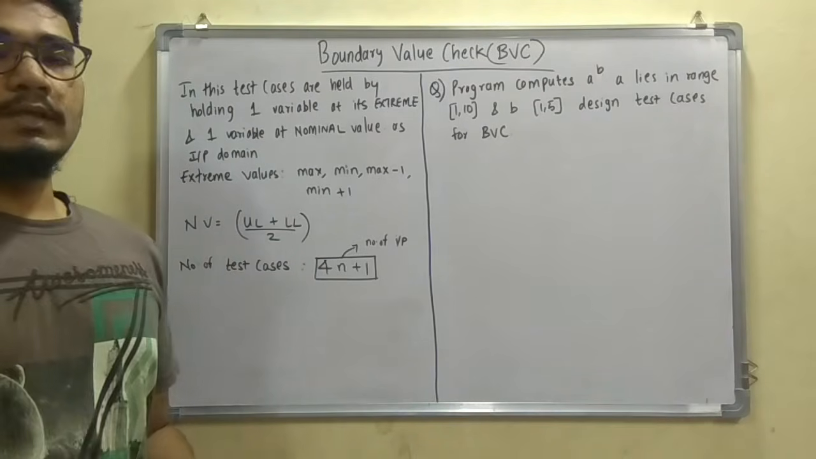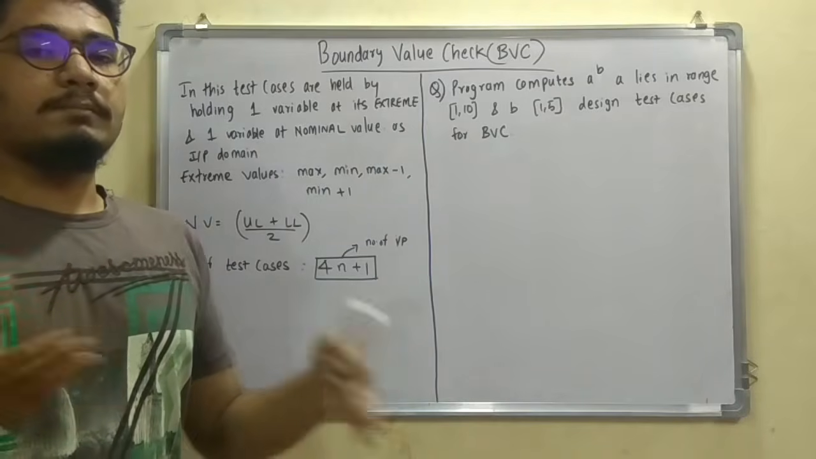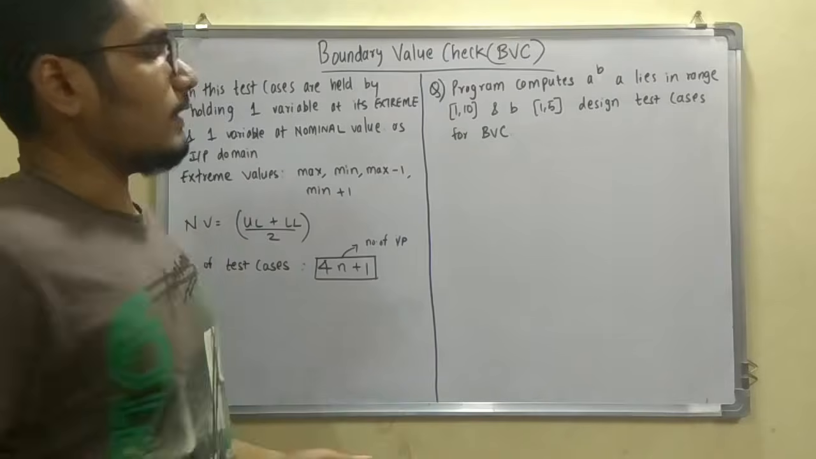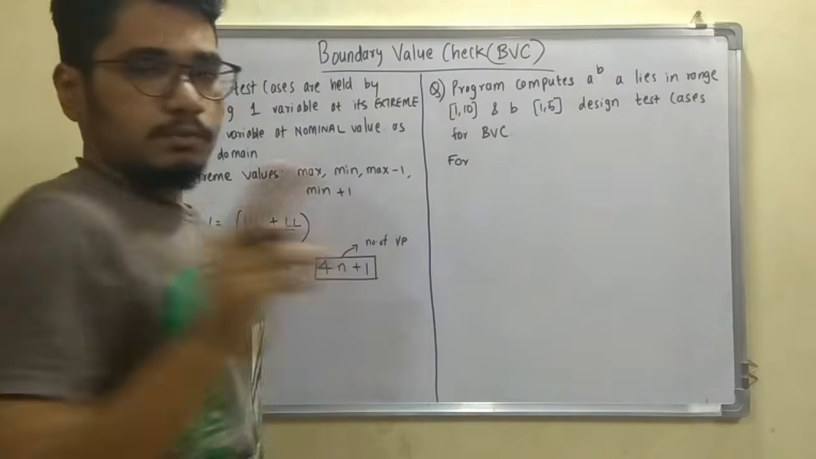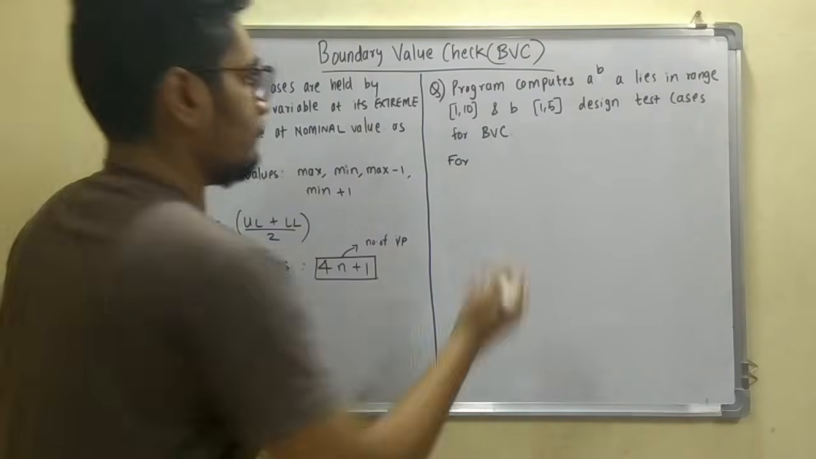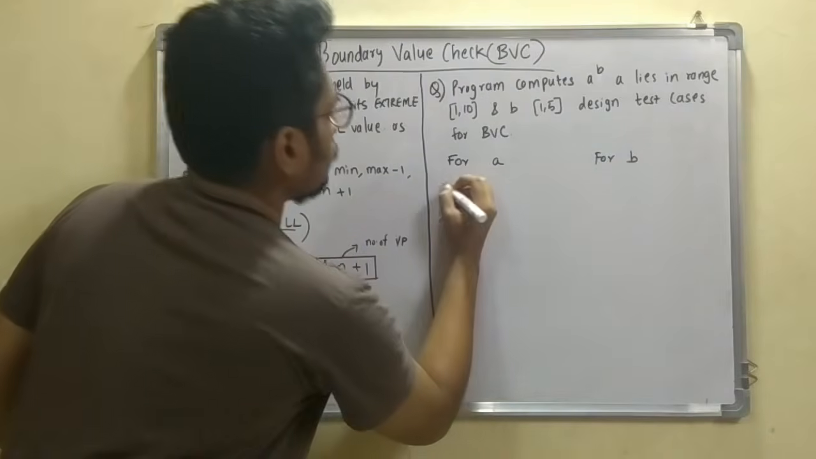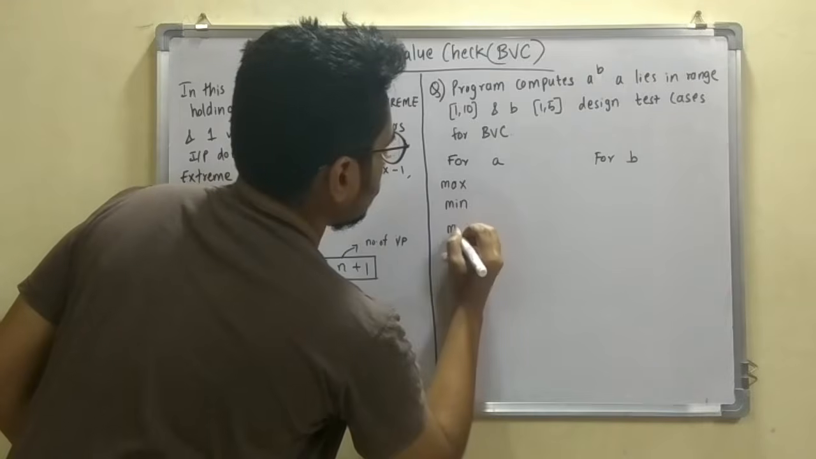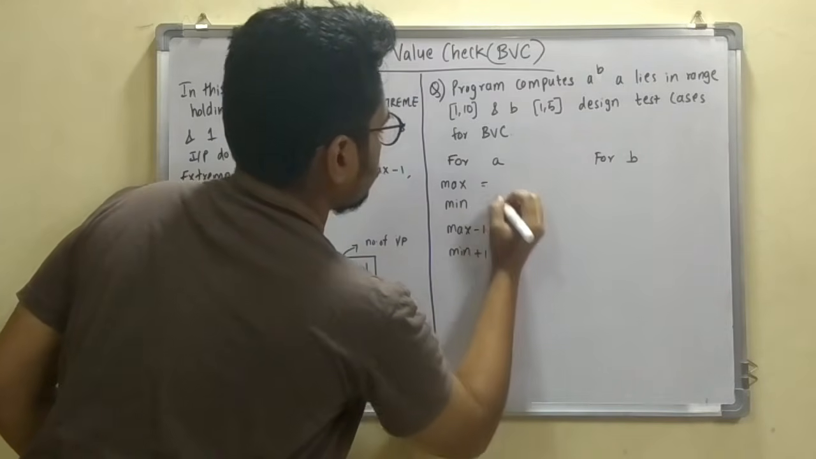First of all, we'll write the minimum, maximum, max minus 1, and min plus 1, and calculate the nominal value. Since there are two input domains, A and B, we'll be constructing values for A and for B. First for A, we have the max value, then the min value, max minus 1 and min plus 1.